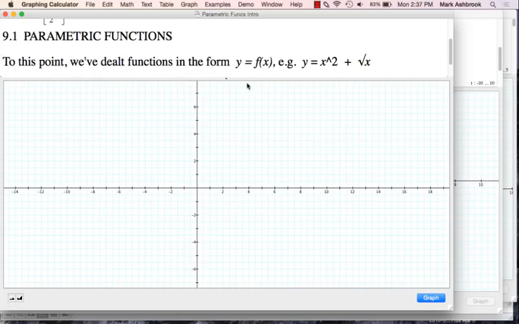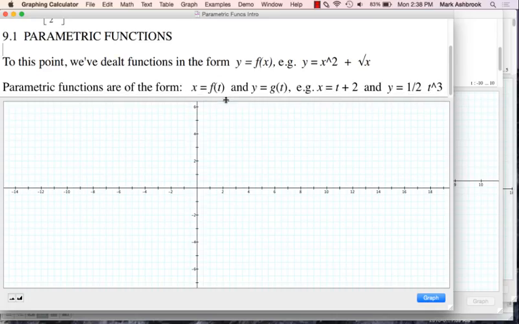So in your math career up to this point in calculus and algebra, we've dealt with functions like this. Y is a function of x. For instance, x squared plus square root of x. The independent variable is x. For different values of x, it generates different values of the dependent variable, in this case, f of x.